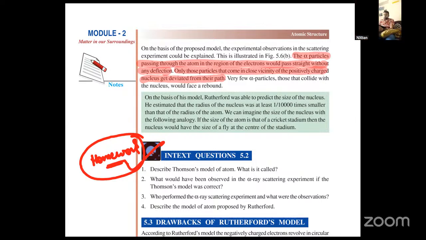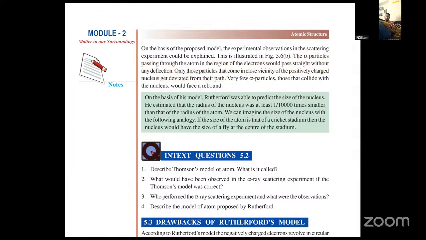No problem. So this is your homework, little homework. Exercise 5.2 is your homework. Now this theory which Rutherford gave, I'm not saying it failed, but it's not complete. I'm repeating again, I will not say it's failed, but something is also missing.